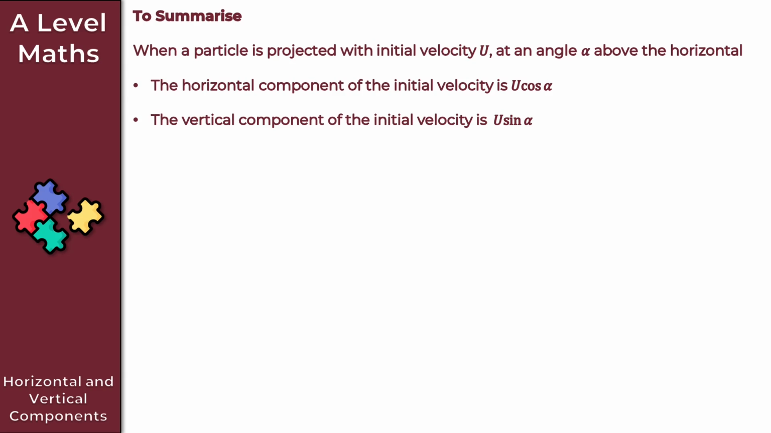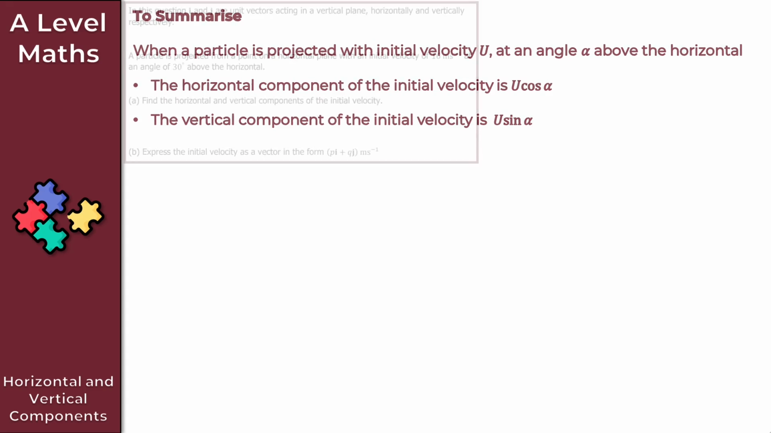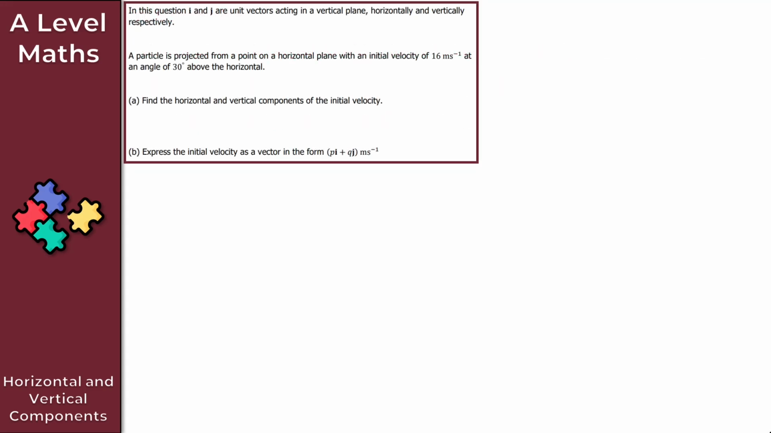So there we have it. That gives us everything that we need for our introduction to horizontal and vertical components. All we're going to do now is take a look at two examples. Starting off with question 1, we're told that a particle is projected from a point on a horizontal plane with an initial velocity of 16 meters per second at an angle of 30 degrees above the horizontal. For part A, it just asks us to find the horizontal and vertical components of the initial velocity.